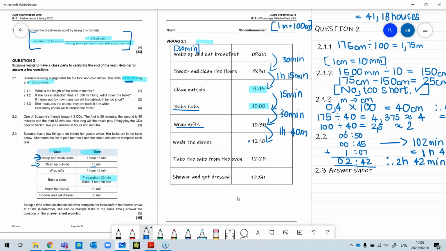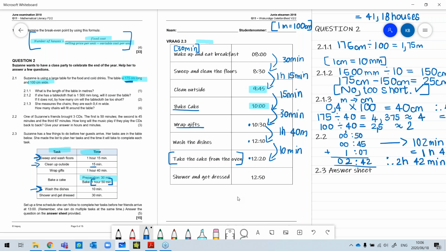From 12:10 to 12:20, we gave her 10 minutes to wash the dishes. And once again, that correlates with what is given in the table on the question paper. And then it is time for her, 20 minutes past 12, to take the cake from the oven. So from the time that she placed the cake in the oven at 10:30 up until 20 minutes past 12, that corresponds with 1 hour and 50 minutes according to the time given in the question paper.